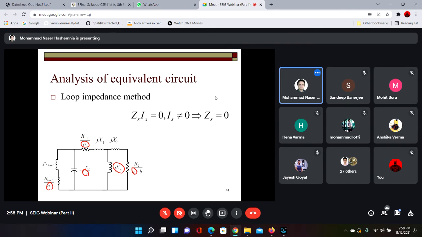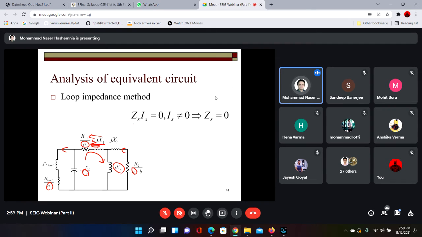In this method, we use KVL: ZS times IS. IS is here. Of course, it is better to assume that its direction is here because the machine is generating, so it is feeding power here. So it is better to consider the direction of current from right to left from the rotor side, where the mechanical power has been converted to electrical, then comes here, here, and here. Then, anyway, ZS times IS is 0 due to KVL. ZS is the total loop impedance.